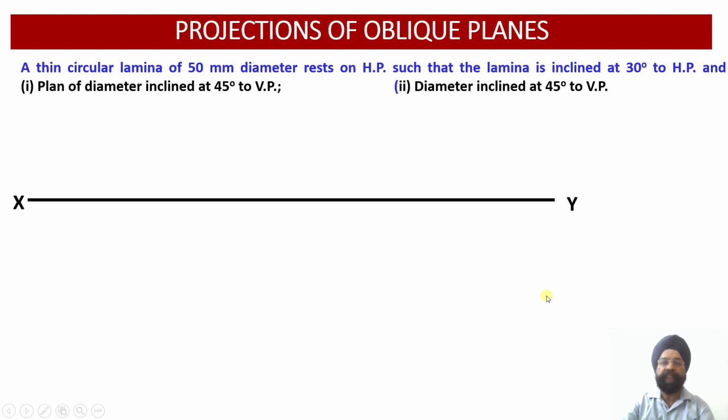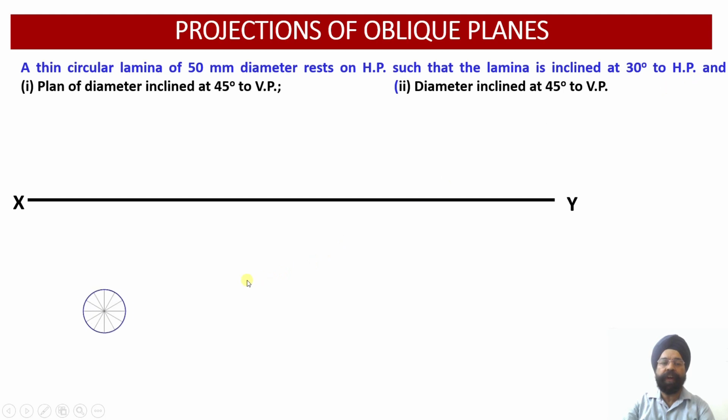Now let us start with the projections. The first projection will be that of the true shape. First of all we are going to assume that the lamina is not inclined to the horizontal plane. So we are going to assume that the lamina is contained by the horizontal plane. Why? Because the first inclination is with respect to the horizontal plane.